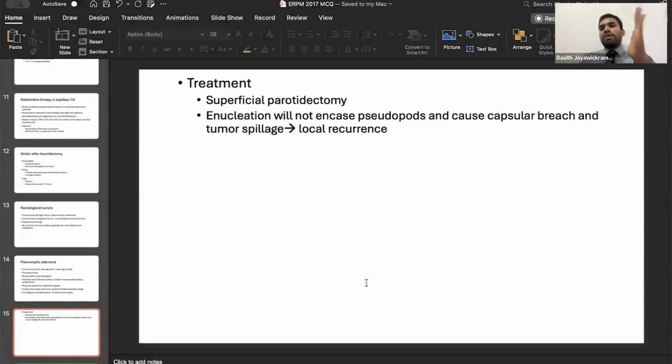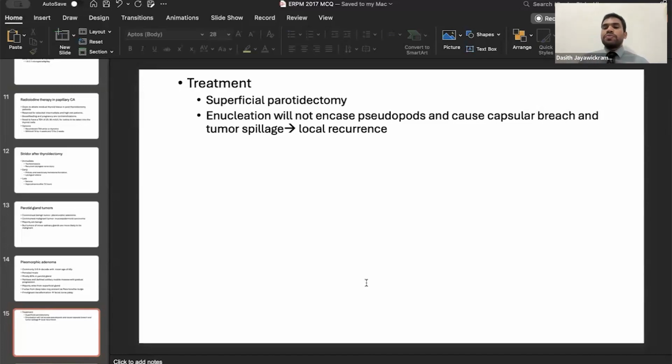So in the superficial parotidectomy, what we do is we preserve the facial nerve and take out all the parotid gland that is superficial to the nerve. That is the treatment of choice for parotid gland pleomorphic adenomas, because most of the time, 80% of the tumors are from the superficial part. But if it's a deep part, then sometimes we may have to go for total parotidectomy, either conserving the facial nerve, or sometimes we may have to sacrifice it and later reconstruct with other nerve grafting.